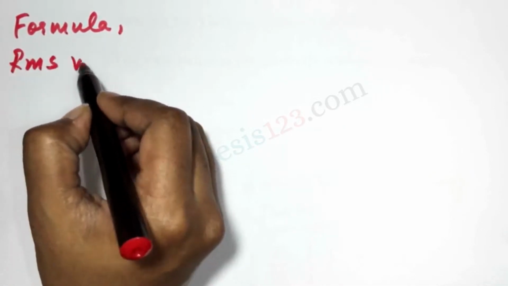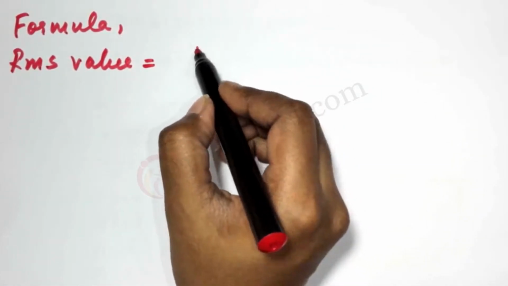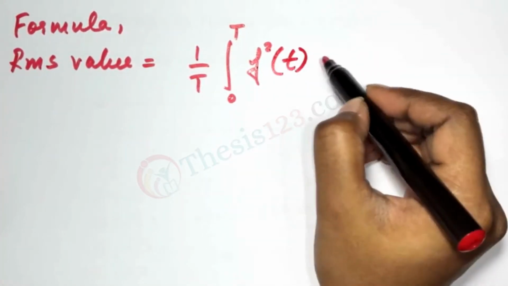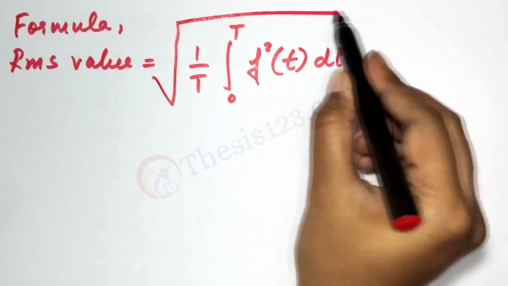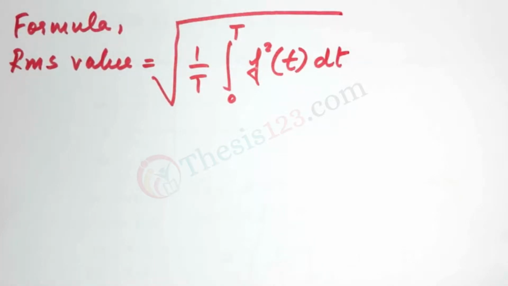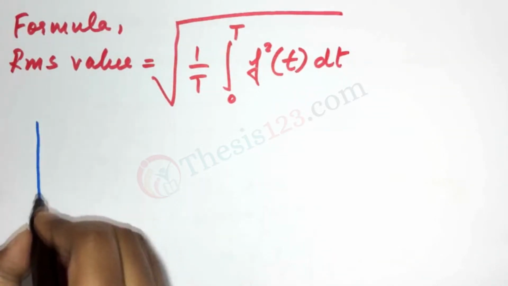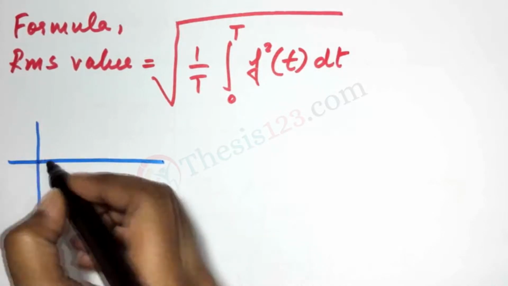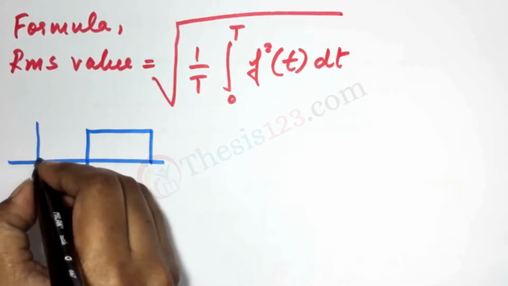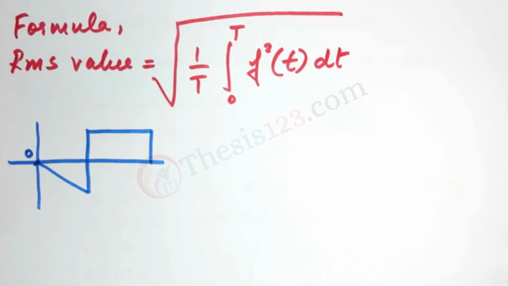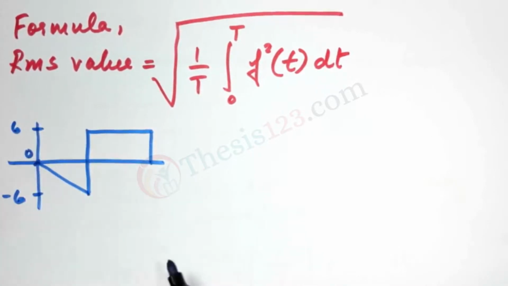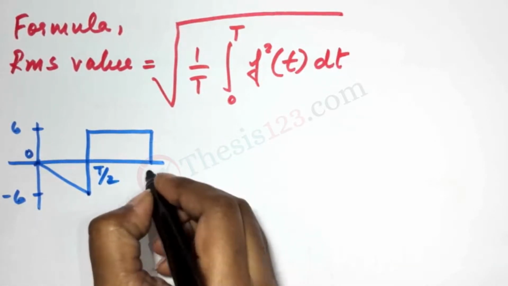Formula for RMS value, which is 1 by T root of 0 to T f square of t dt. Okay, now let's take a closer look at the diagram, the waveform given. So first we have a slope here and then a constant here. Now this point is our origin 0. Here this is minus 6, this is positive 6, and here this is T by 2 and T.